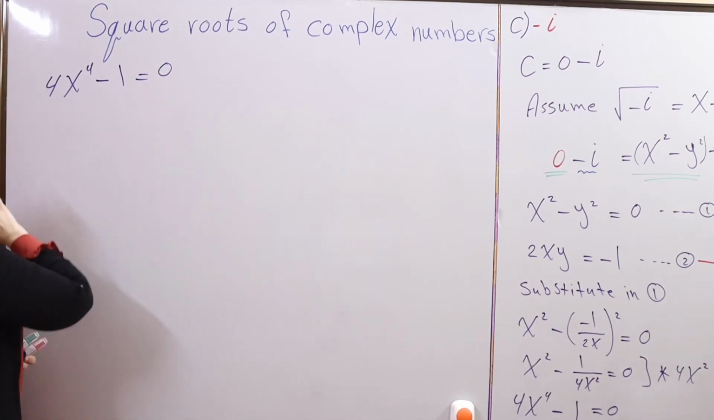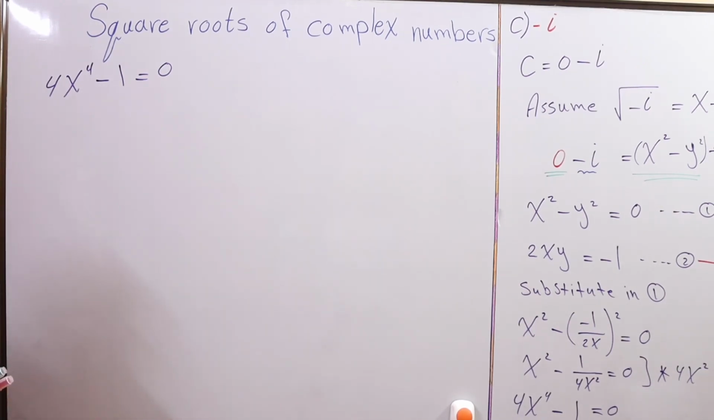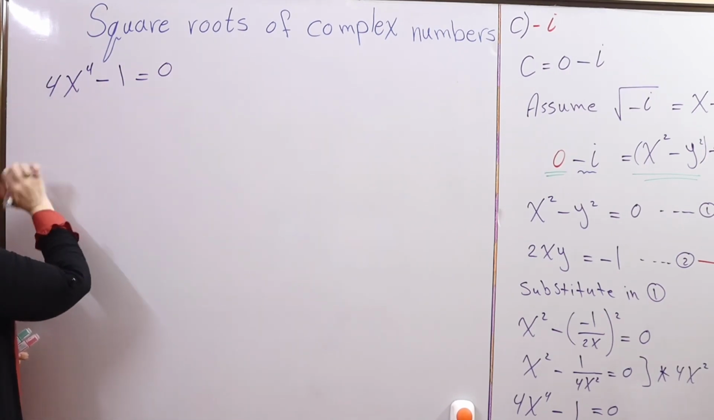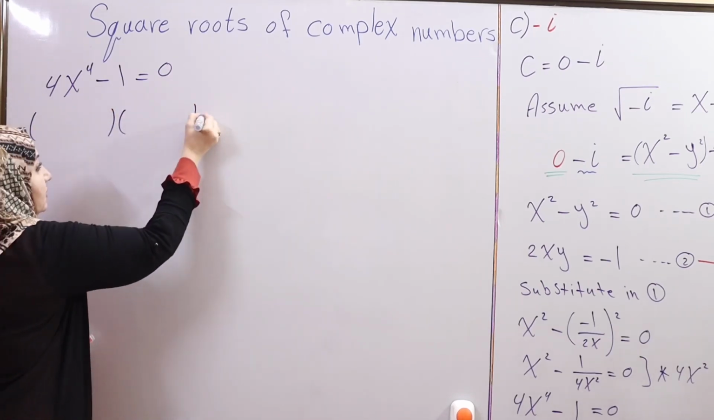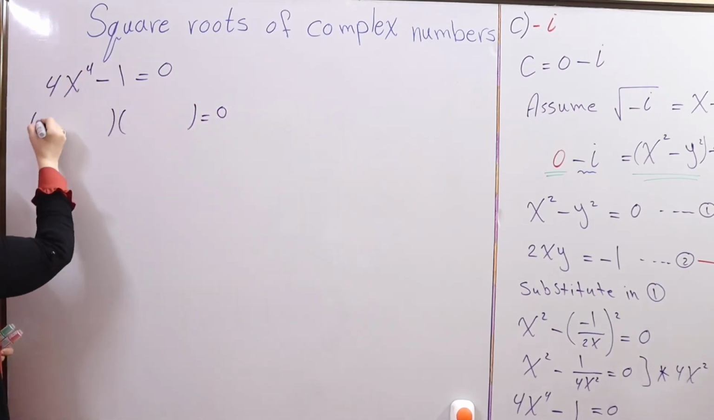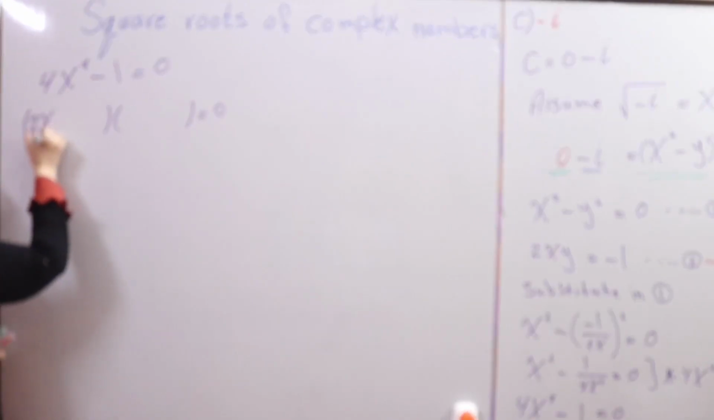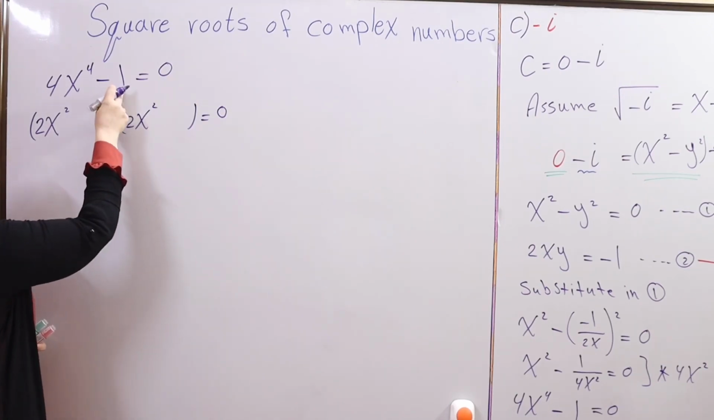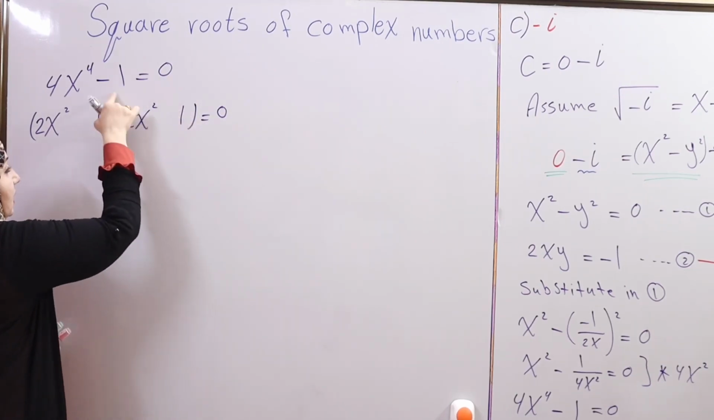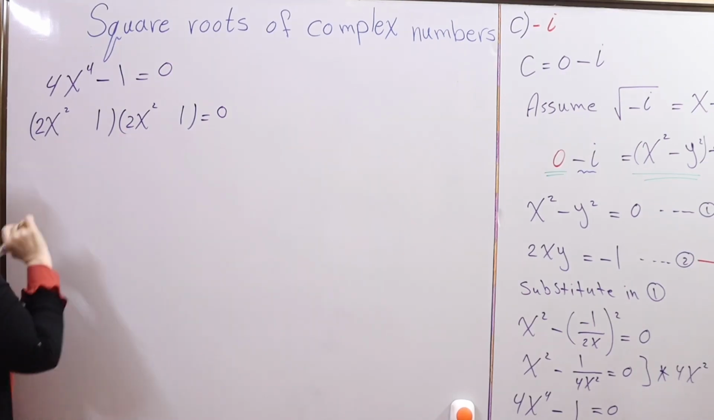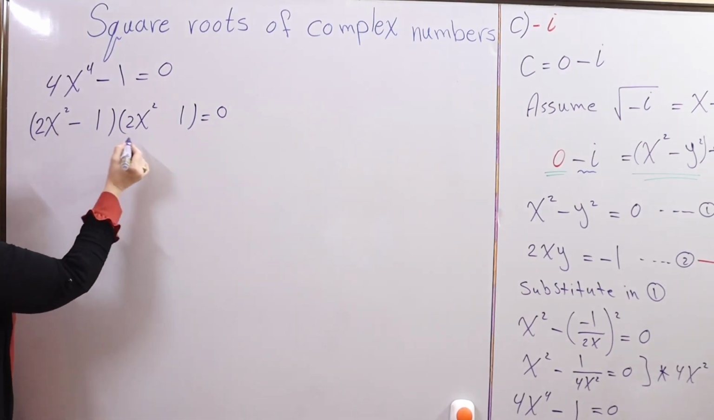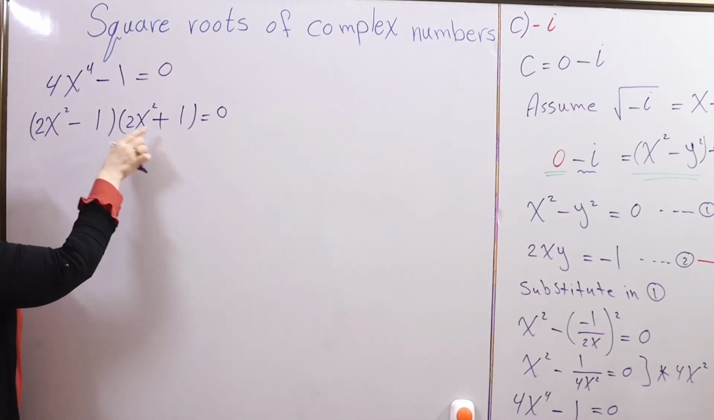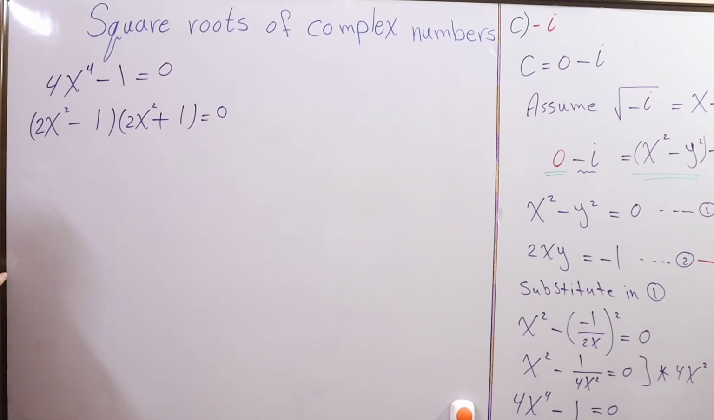Now I can factor as difference between two squares. نقدر نحلل هذا المقدار كفرق بين مربعين، هذا مربع وهذا مربع. So we get 4x power 4 comes from 2x squared to x squared. 1 its square root is 1 and we get 1 multiply 1. So we put minus and plus. راح نخلي مرة ناقص ومرة زائد. هذا تحليل فرق بين مربعين.